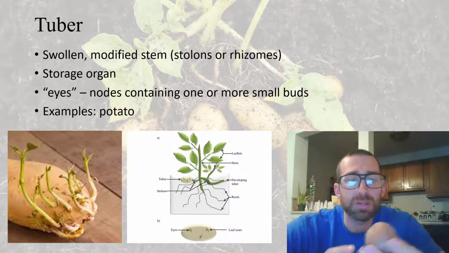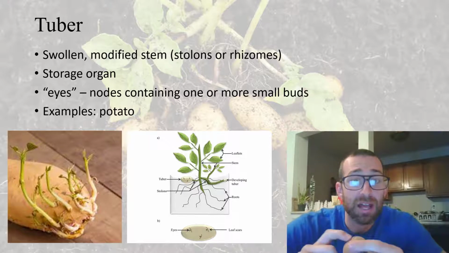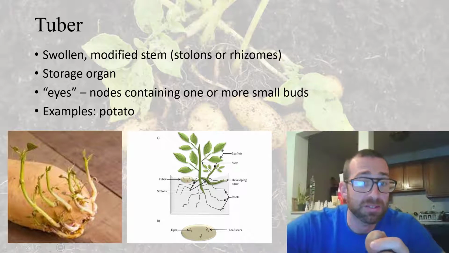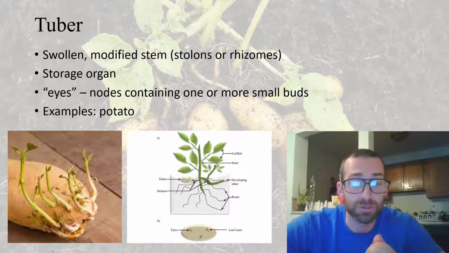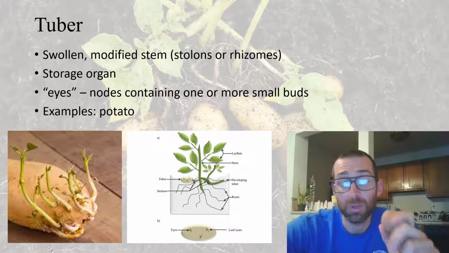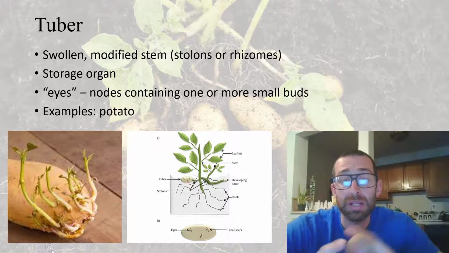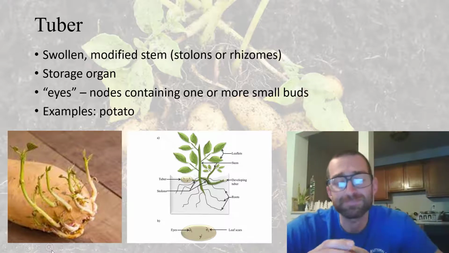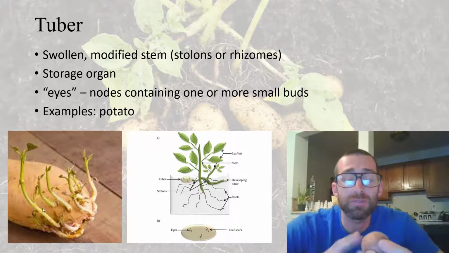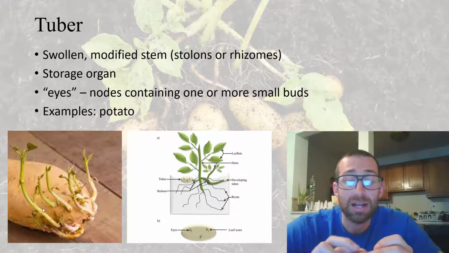Now, our potato has eyes, right? You're all probably familiar with the eyes of our potato. Those eyes are actually nodes that contain one or more small buds, and it's from these eyes or these buds that we can develop new shoots and new roots, right? So if you are propagating potatoes, typically we propagate using seed potatoes. So these are potatoes that we plant into the ground or a container potentially, and we have new shoots and roots develop from them.